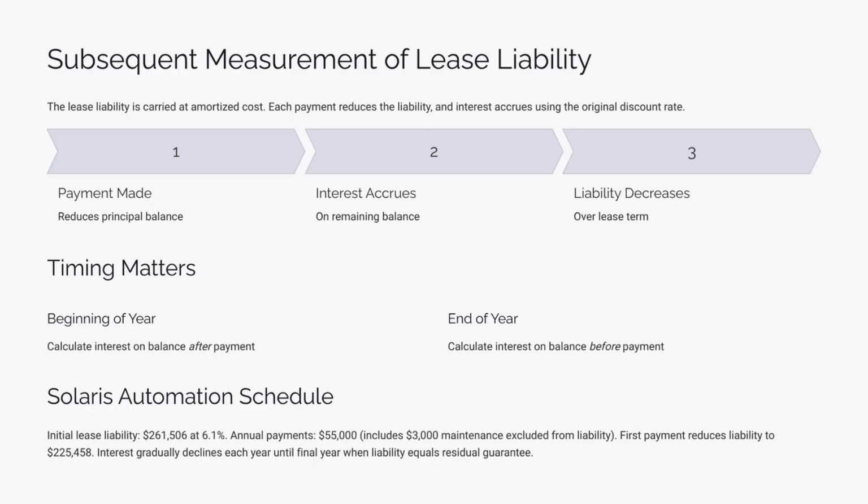Continuing with Solaris automation. The initial lease liability was $261,506 at 6.1%. Annual payments are $55,000, which includes $3,000 of maintenance excluded from the liability. The first payment reduces the liability to $225,458, and each year interest builds at 6.1%. A small amortization schedule helps you see the pattern. Interest each year gradually declines, and by the final year, the liability equals the residual guarantee.